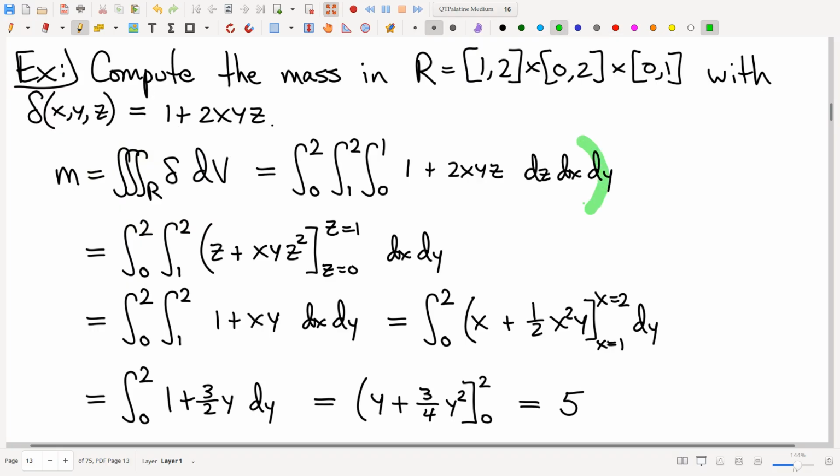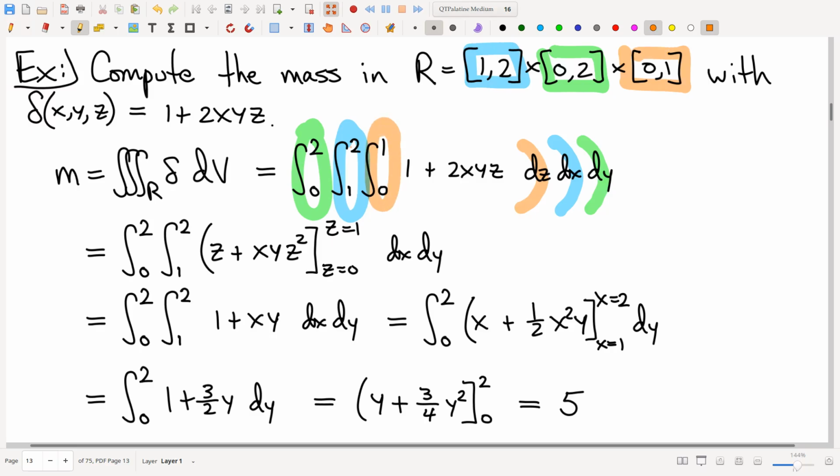The rest of this is pretty analogous. What's the range of values for y? Well, it's the range of values for y that was given. What are the bounds for x? Well, it's the range of values of x that was given, etc. What's the range of values for z? Well, again, it was given. Happy? Everybody good with that?